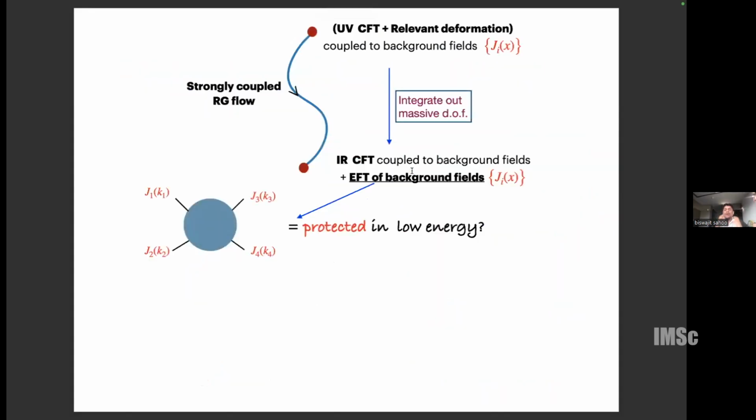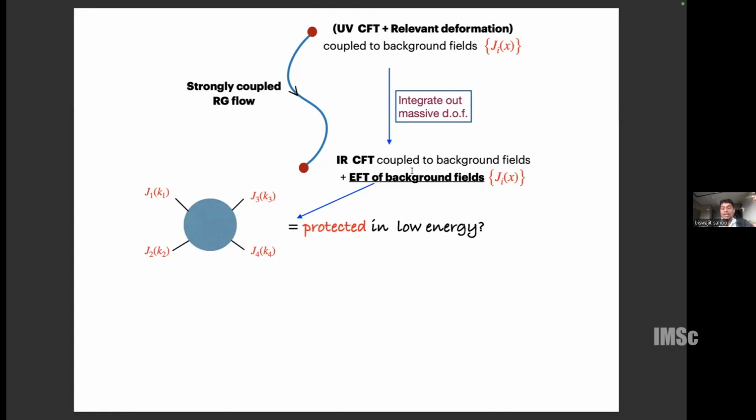Very nice. Now we have to identify some protected observables, possibly good if it is a scattering amplitude. To do that, we start with this UV CFT with relevant deformation and introduce some background fields, let's call them J^I. Then suppose we integrate out the massive degrees of freedom along the RG flow. In the IR there will be the IR CFT, but that will also couple to the background fields I introduced. Since I integrated out some massive degrees of freedom, it will contain some effective field theory only involving the background fields, which knows about what I integrated out in terms of Wilson coefficients.